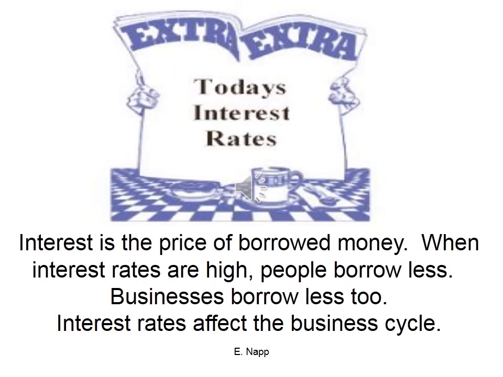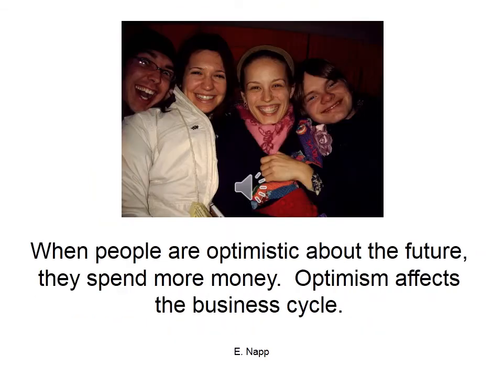Interest is the price of borrowed money. When interest rates are high, people borrow less. Businesses borrow less too. Interest rates affect the business cycle. When people are optimistic about the future, they spend more money. Optimism affects the business cycle.